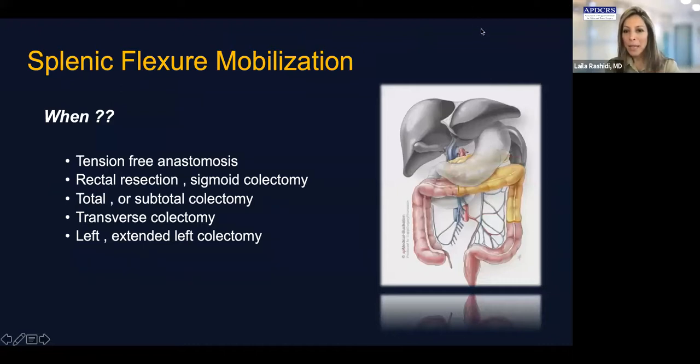All right, so splenic flexure mobilization. When do we need to do it? Do we always need to perform splenic flexure mobilization? Not always. But if you want a tension-free anastomosis during your rectal resection or sigmoid colectomies, or if you're doing a total or subtotal colectomy, you are doing a splenic flexure mobilization. For transverse colon lesions, an extended left may be needed. So there are different reasons for when and why you need to do splenic flexure mobilization.